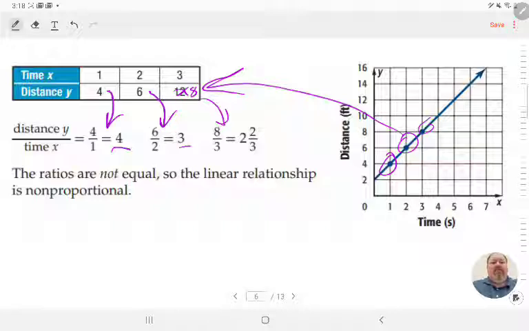Well, 4 and 3 and 2 and 2/3 are not the same value. They're not the same number. They're not equal. So this linear relationship is not proportional. So this line would be considered non-proportional. So they must be equal in order to be proportional.